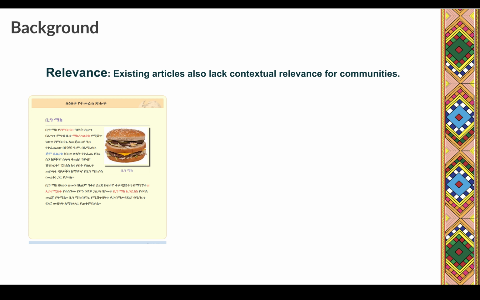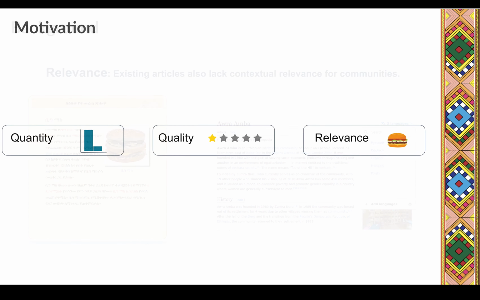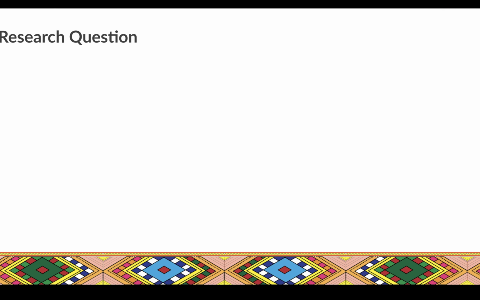This is a screenshot of an article about the Big Mac burger on the main page of Amharic Wikipedia, although there's no McDonald's restaurant in Ethiopia at the time of recording this talk. And an article about a famous community in Ethiopia called Dauramba is available in 6 languages, none of which are Ethiopian. So we see that Wikipedia for low resource languages suffers in terms of quantity, quality, and relevance.